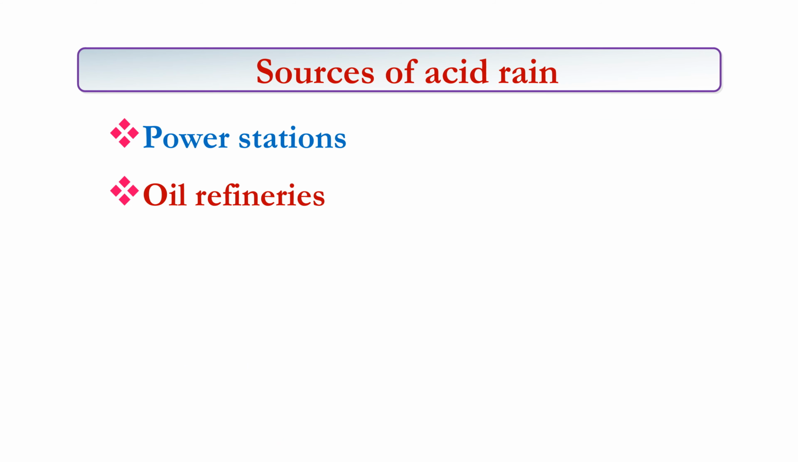We now look at sources of acid rain. Some of the sources of acid rain are emissions from power stations. They increase the acidity of rain. Emissions from oil refineries. Coal with high sulfur content. Emissions from car and truck. Bacteria decompositions. These are some of the sources of acid rain.